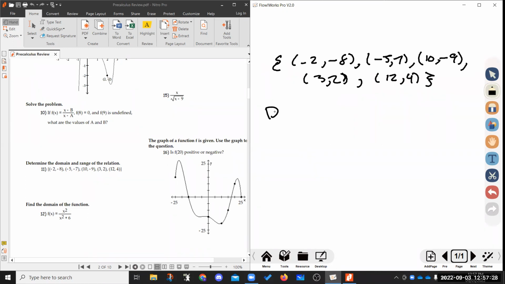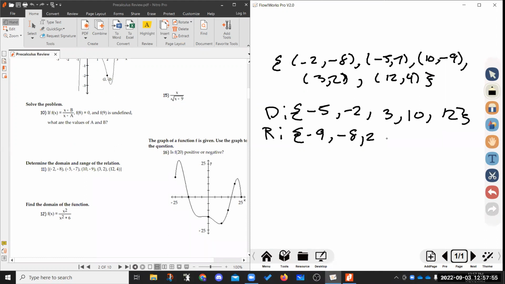So my domain is going to be the set of all my input values. I'm going to list them from lowest to highest. So -5, -2, 3, 10, and 12. My range is going to be my set of output values. Again, I'm going to list them lowest to highest: -9, -8, 2, 4, and 7.